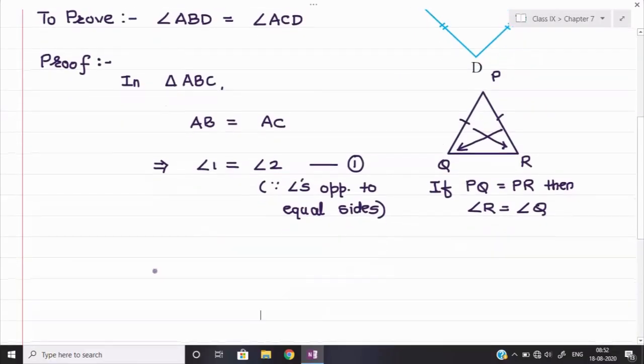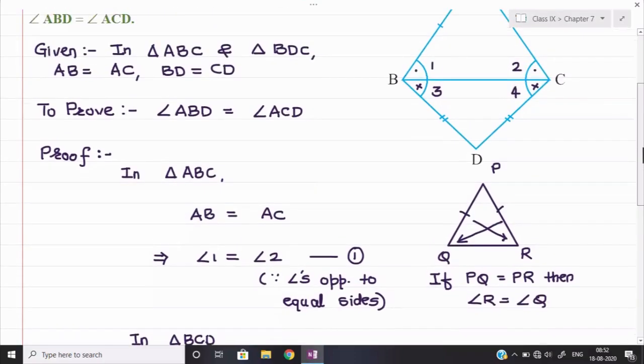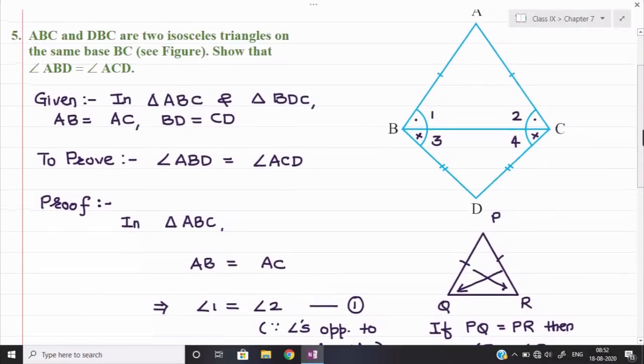Now, I am taking the next triangle. The next triangle is here, triangle BCD. So, triangle BCD I am taking here. In that, you see we have given that BD is equal to CD. BD and CD are equal, right? You can check in the given. BD and CD are also given equal in triangle BCD.